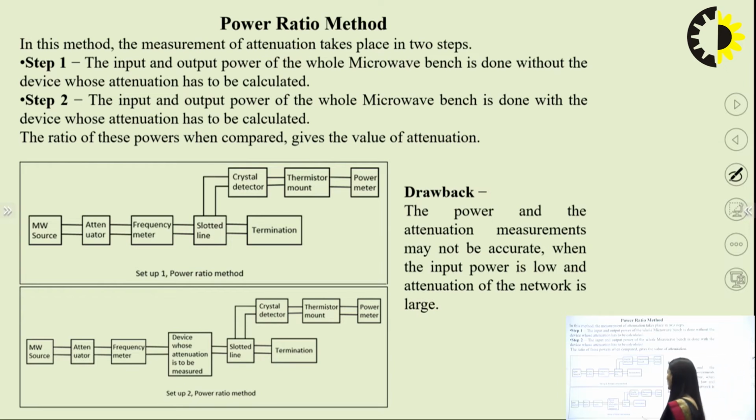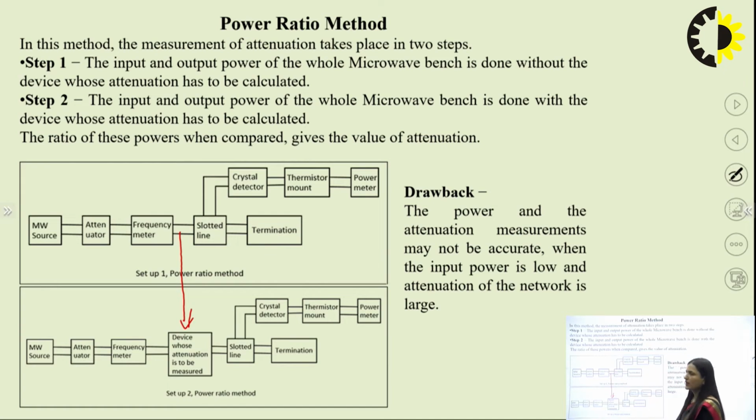See here, now we want to find out the attenuation of this device. It can be a magic tee, directional coupler, isolator, circulator, any device. So now we will attach the device in between this frequency meter and slotted section. We are providing a device whose attenuation we want to measure.